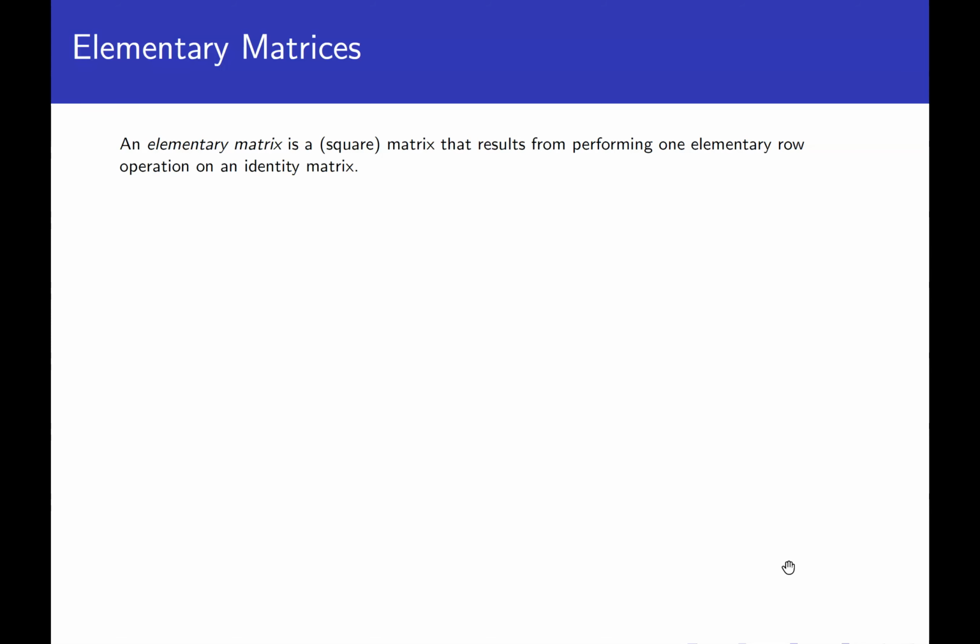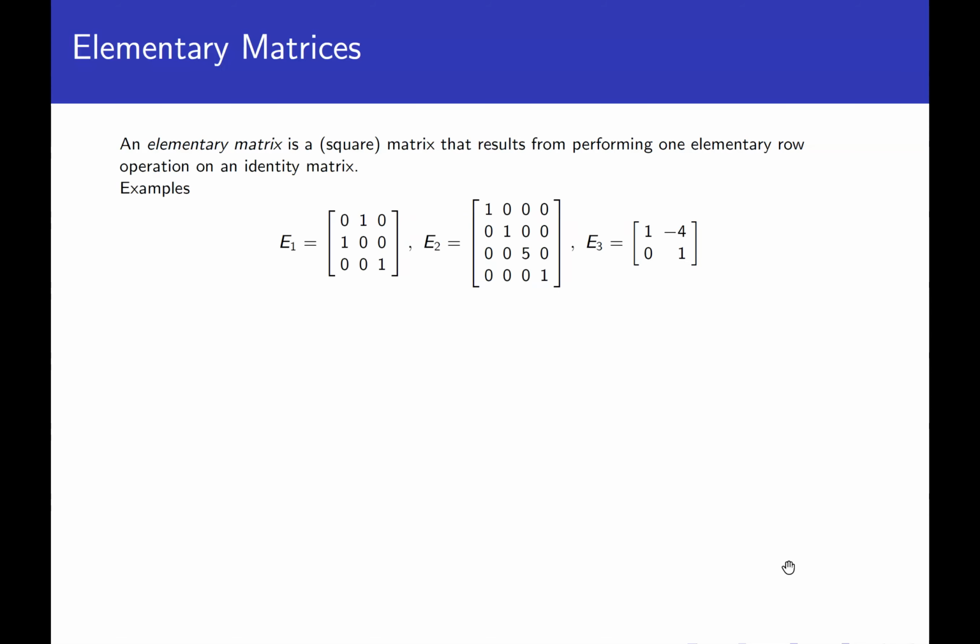So let's talk about elementary matrices. An elementary matrix has to be square, but it's a matrix that results from taking exactly one elementary row operation on an identity matrix. So remember, our elementary row operations again are: swap two rows, multiply a row by a non-zero constant, and multiply a row by a non-zero constant, add it to a second row, replacing the second row.